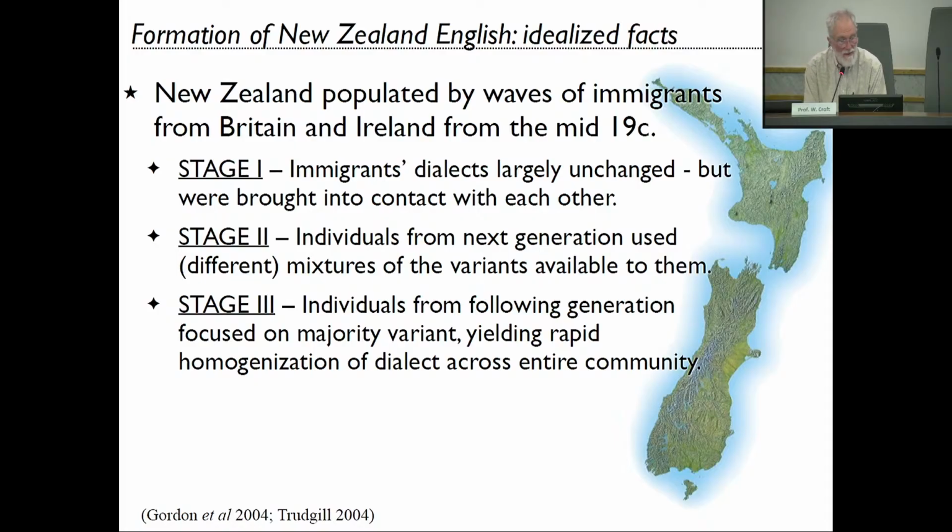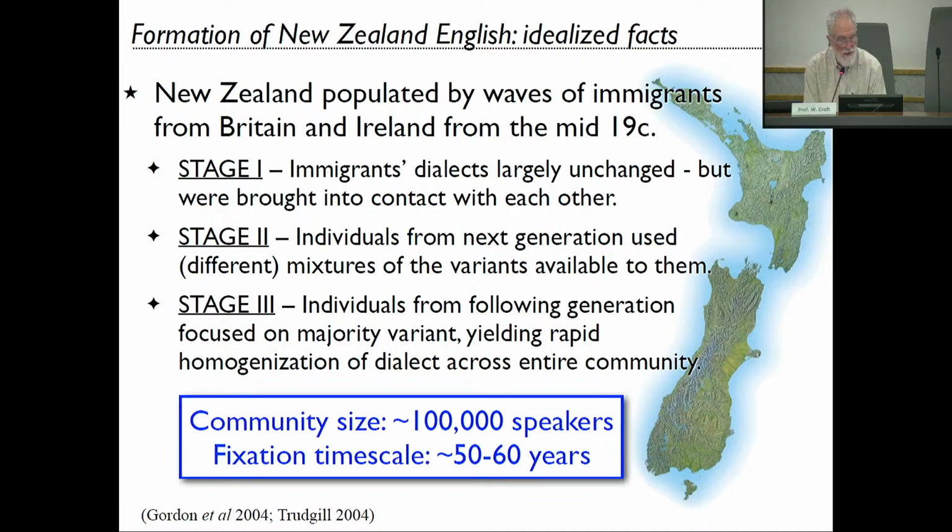Stage three, you have individuals from the following generation focused on the majority variant, so they selected the majority variant, leading to rapid homogenization of dialect across the entire community. In other words, the community size was around 100,000 speakers, and the fixation, i.e. the rapid homogenization of the dialect to a single dialect that we now think of as the New Zealand English dialect, took 50 to 60 years. So Gordon et al. 2004 was the big detailed publication of the empirical study.